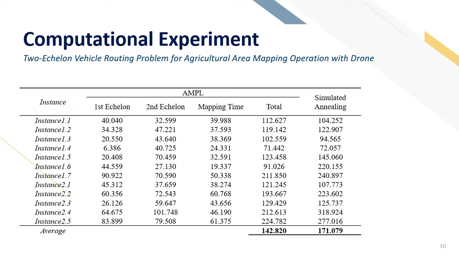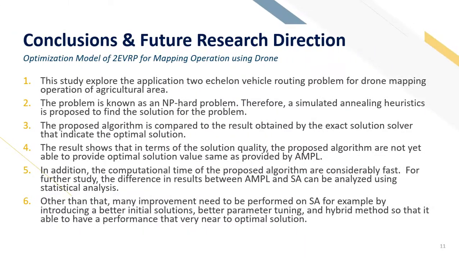So for this research, at least we have tried to apply the mathematical models as decision support for the decision maker to do the mapping operations. However, for larger size instances, I think we need to reconsider our application of metaheuristics and try to improve it, to get better performance from those metaheuristic algorithms.